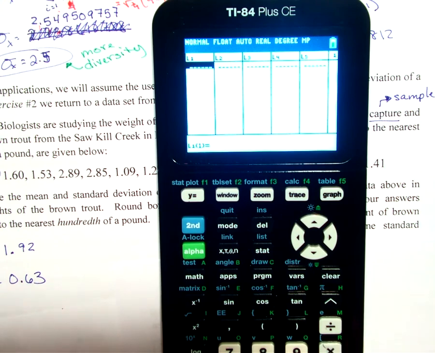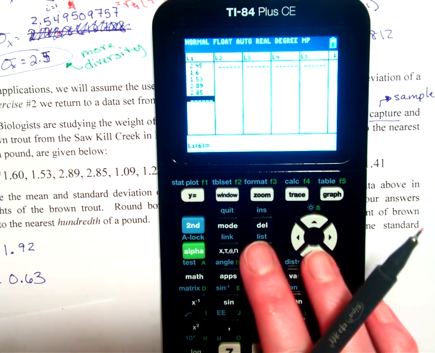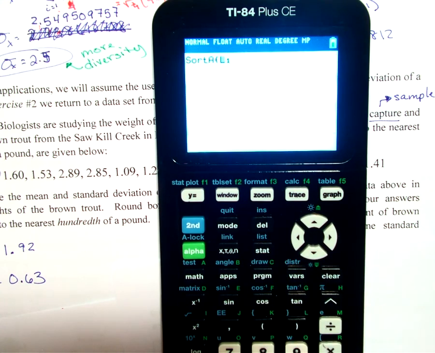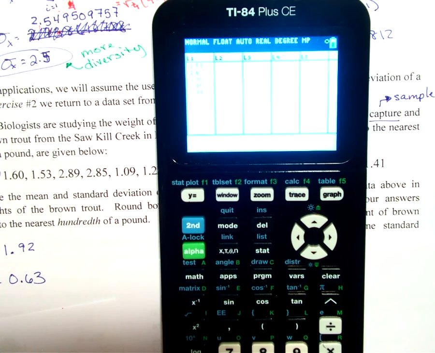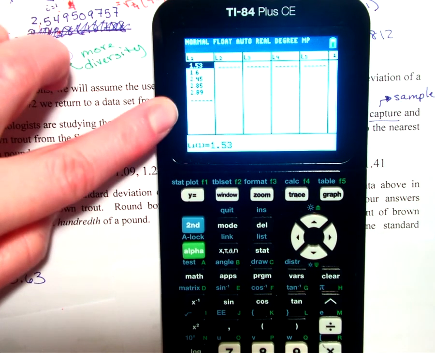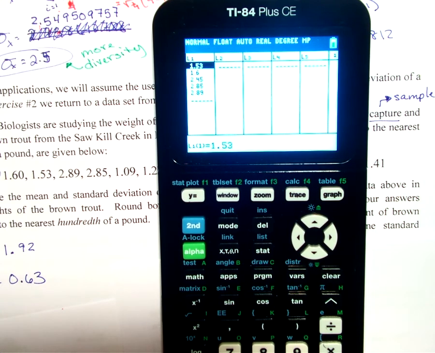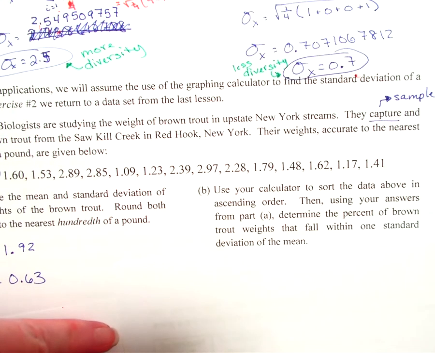So let's go ahead. I'll put some of these numbers in here. So 4.5, 1.6, 1.53, 2.89, 2.85. I'm not going to put them all in there because I just want to show you this. So again, stat, choice 2, we want to sort. It's already got my list 1 in there for me. But again, second, and then the number 1 gets you that list 1 in there. And then hit enter, and it tells you it's done. So it has sorted my list in order from least to greatest. So if I go and I look back at it, it has, in fact, already resorted my numbers for me. So you never have to worry about sorting. The calculator will do that for you.